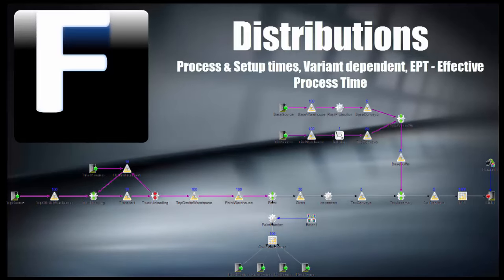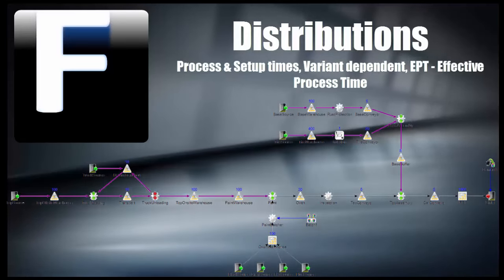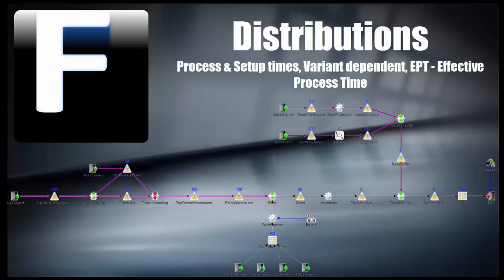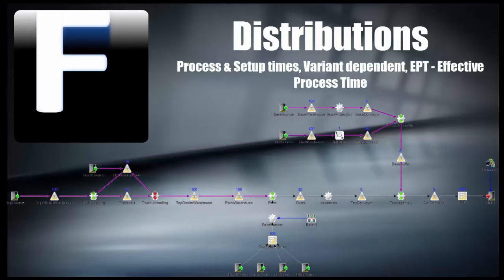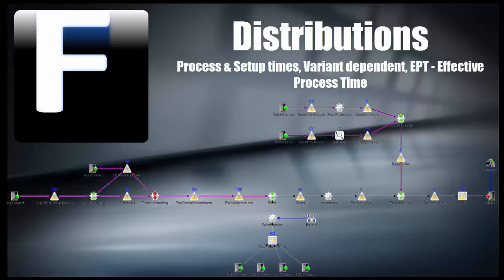In this demonstration, we will be looking at how statistical distributions can be used to add variation to your simulation models. Statistical distributions can be used for process and setup times. They can be variant dependent or independent. And we can add variation also through something known as effective process time.